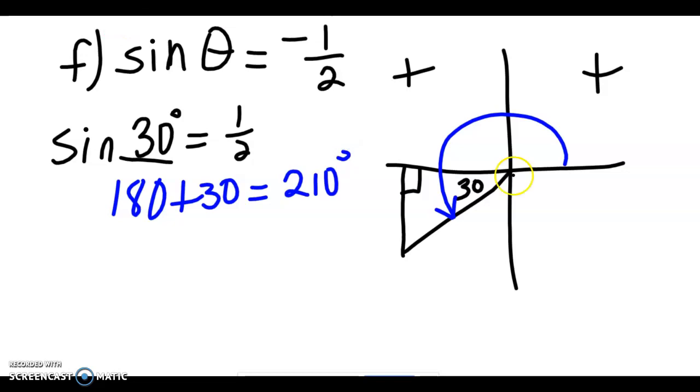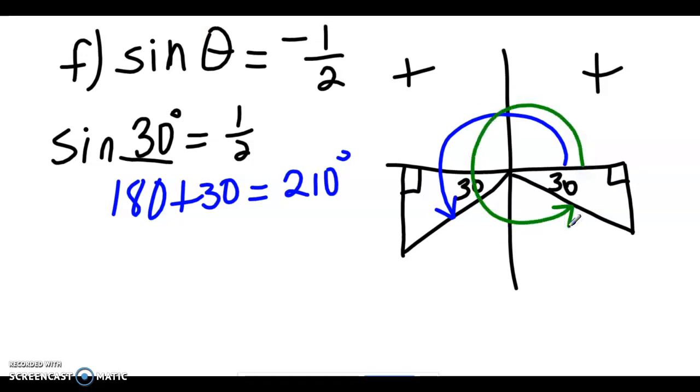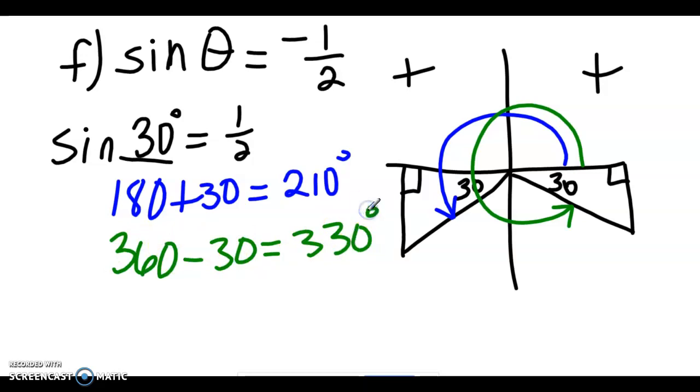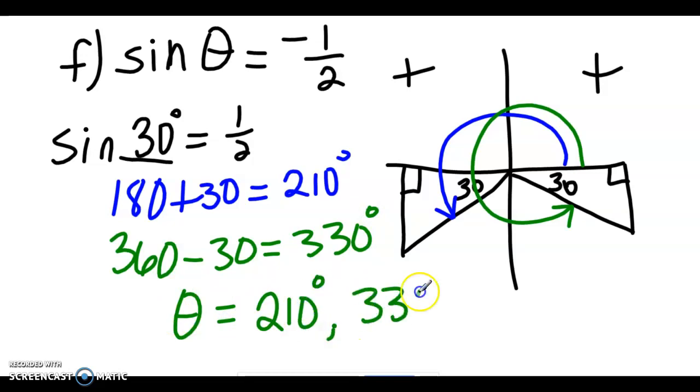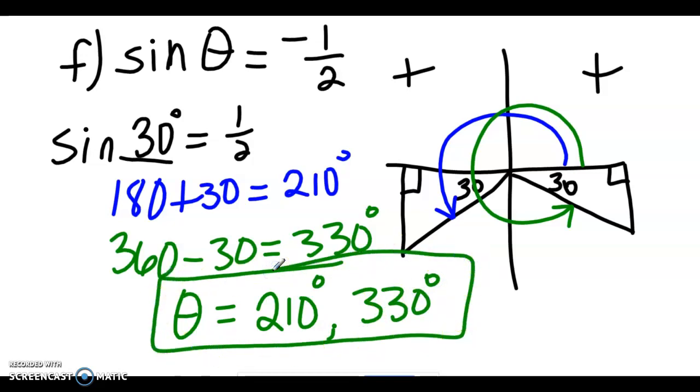And then the fourth quadrant reference angle of 30 has to go here, meaning here's my right triangle. And I have to start here, and my terminal side has to end there. 360 minus 30, 330. So theta is either 210 degrees or 330. Remember, we're always going from the x-axis to help us figure those measures.